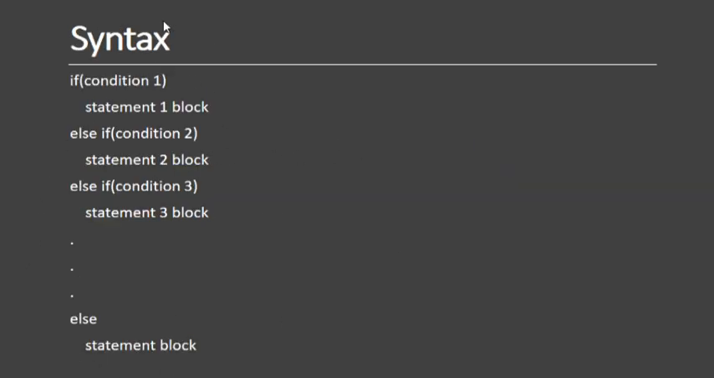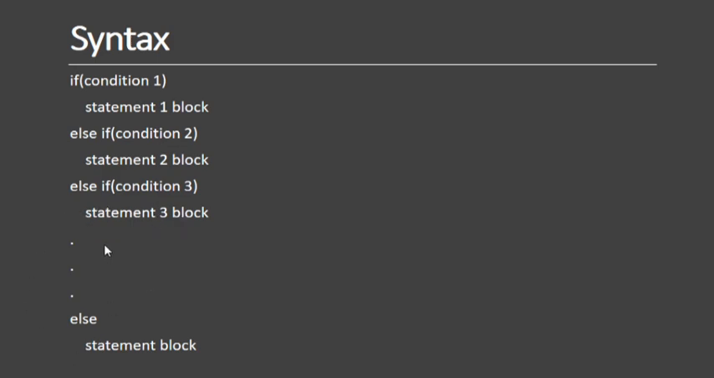So everything I explained here is the syntax of the else if ladder. If condition 1 is true, the statement 1 block will be executed and control comes out of this. If condition 1 is false, then it is going to check another condition, condition 2, in the else if. If the condition is true, this will be executed and the control comes out of the ladder. If condition 2 is also false, it is going to check condition 3. If condition 3 is true, the statement 3 block will be executed and control comes out.